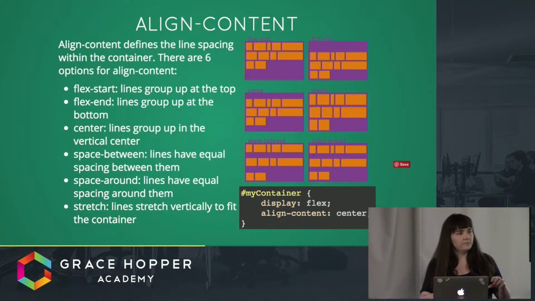Align content, this kind of determines the line spacing, and the options are all very repetitive, so I would say that once you get the hang of one, it's very easy to use the others. And you can see here from the diagrams just exactly kind of what they're doing. You can see that with flex start, your line spacing is more towards the top. Flex end, it's towards the bottom, and then the space around and space between will determine the spacing between the lines.